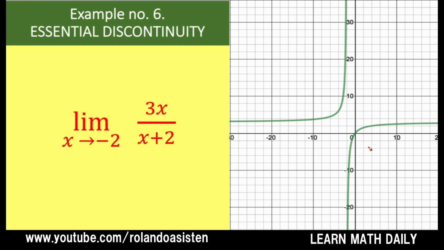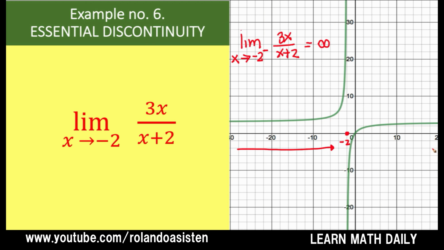Now, what is the limit of this function? We can identify it by looking at the left hand and the right hand limit. So let's take a look now at what is the limit of this function as x approaches negative 2 from the left. So this is negative 2. We now write the limit of the function 3x over x plus 2 as x approaches negative 2 from the left is that y value. What is the y value as we get closer and closer to negative 2? So the y value here is positive infinity.